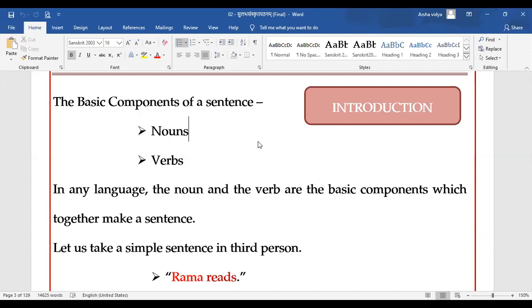Though it doesn't do anything physically, but being, that existence itself is as though an action. So therefore, the verb must be there in a sentence. Associated with the verb, the subject will also be there. Who does the action? These are the two important components.